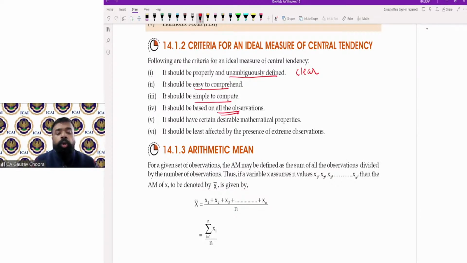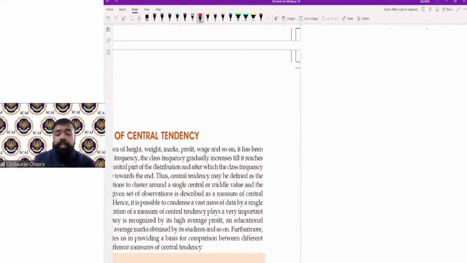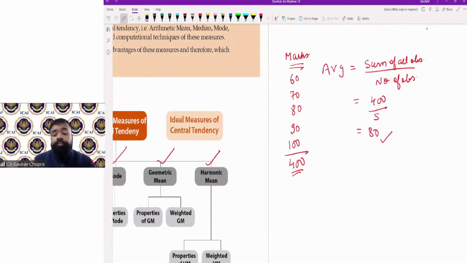It should be based on all observations. जब भी हम average निकालेंगे तो हम सारे values, सारे observations को include करना है. किसी को भी हम skip ना करें. Because जितने ज़्यादा observation हम include करेंगे, हमारा result उतना ज़्यादा better आता है. Accuracy उतनी ही ज़्यादा होती है. Right? It should have certain desirable mathematical properties. That is the basic mathematical property है. जैसे हमने बोला कि average कितना आया इस above case में? 80. So this 80 is basically a single value which represents the whole group. 80 एक single value है जो पूरे group को represent करता है. So that is why 80 is an average.